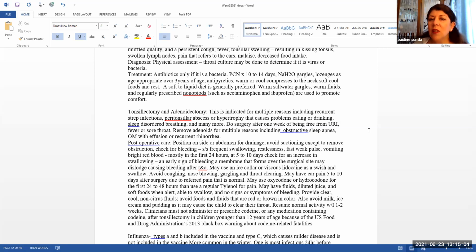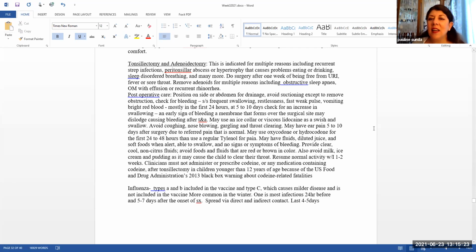A soft to liquid diet is generally preferred. Warm saltwater gargles and warm fluids and regularly prescribed non-opioid medications, again, like that acetaminophen and ibuprofen, can be used to help promote comfort.